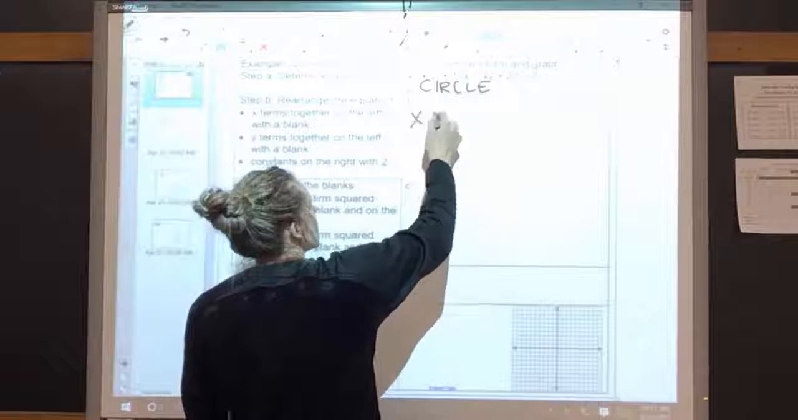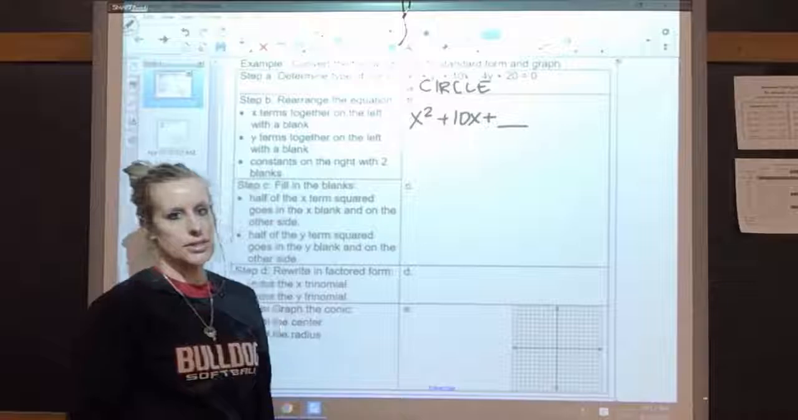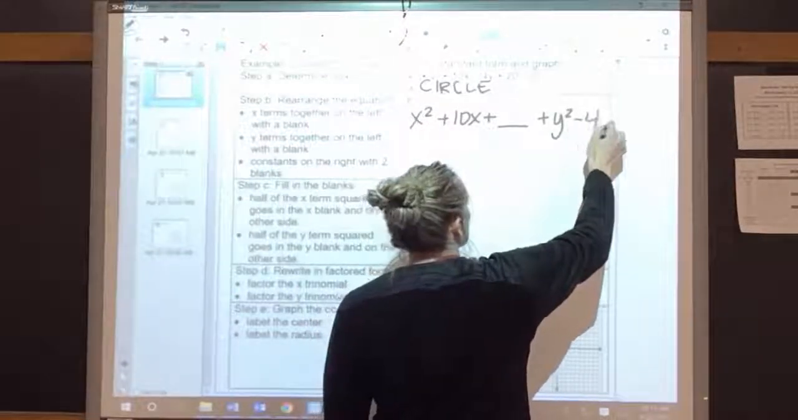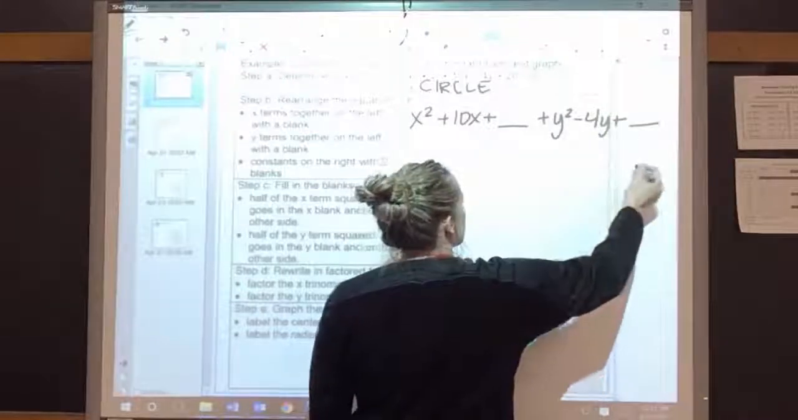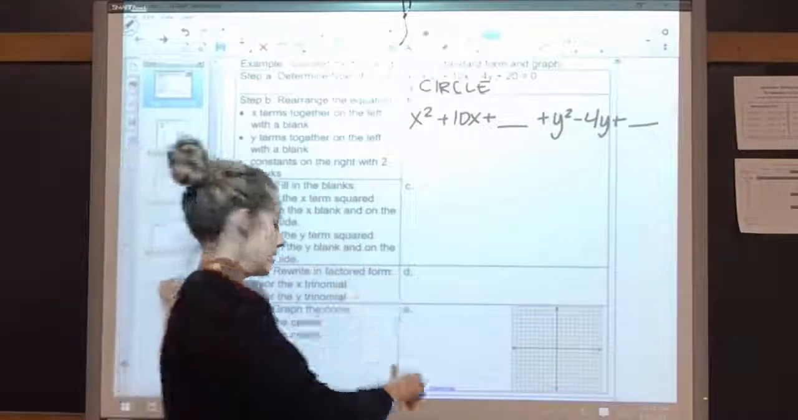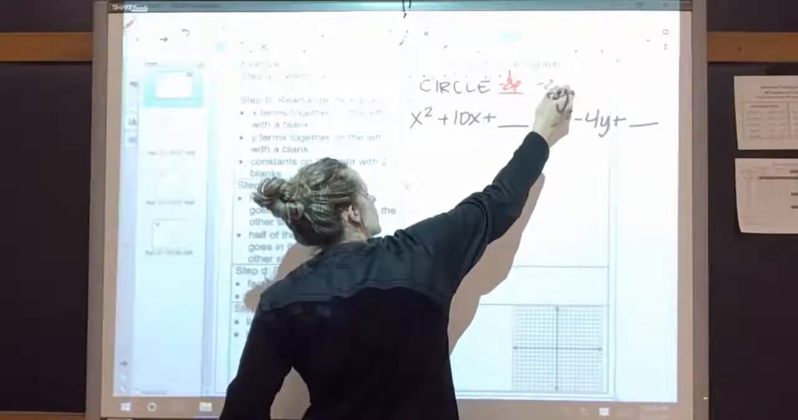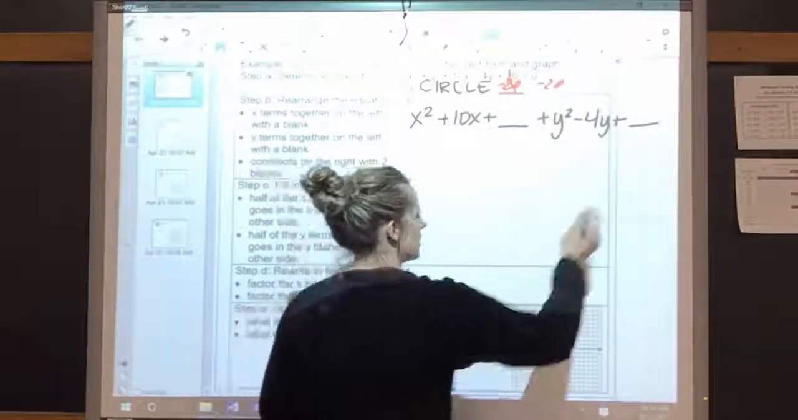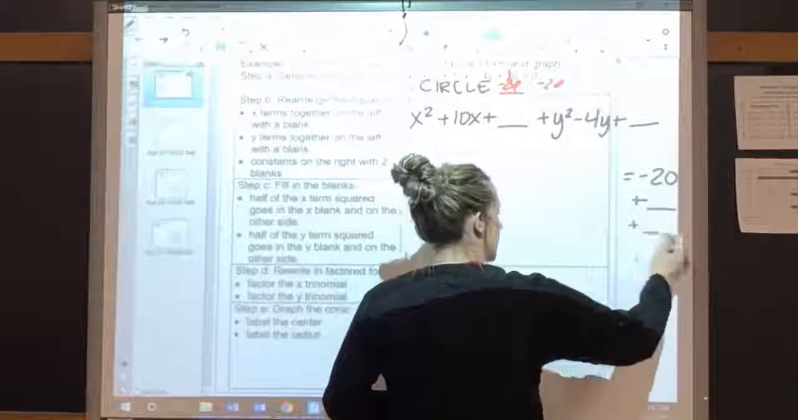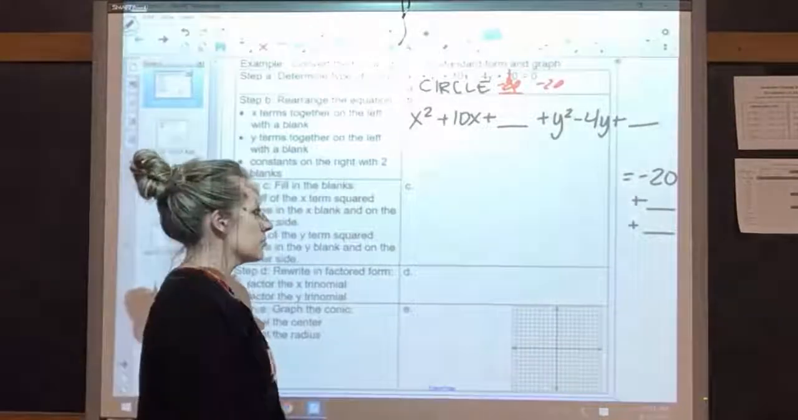Okay, so we have x squared plus 10x, and we're going to put plus blank because we're going to complete the square. Plus y squared minus 4y plus blank equals, if we move that 20 to the right side, you're going to have to subtract 20. So you end up with negative 20 on the right side, and we're going to put plus blank plus blank.